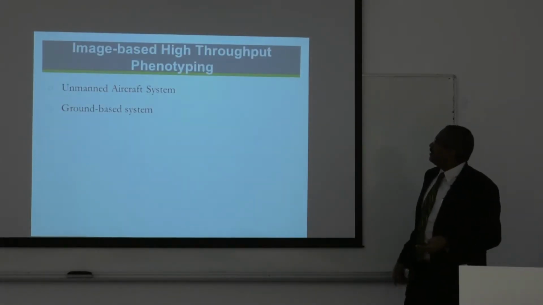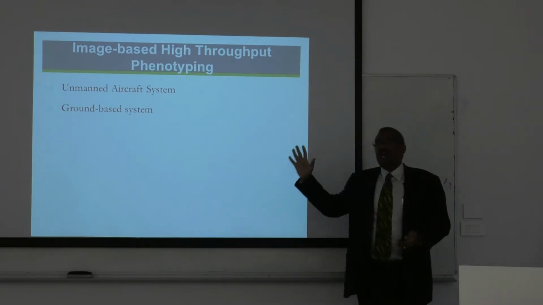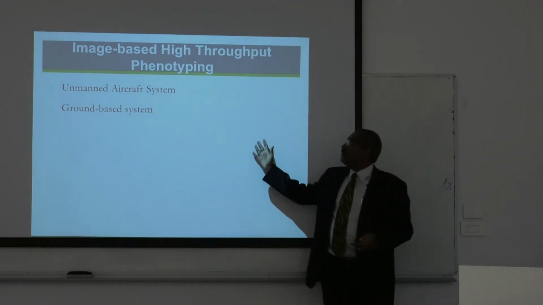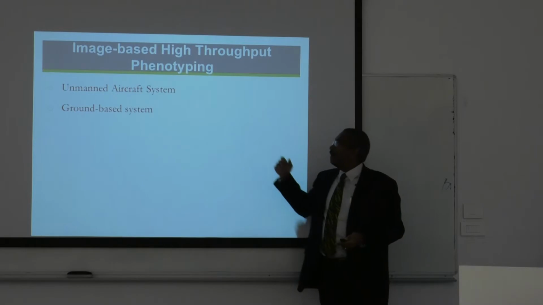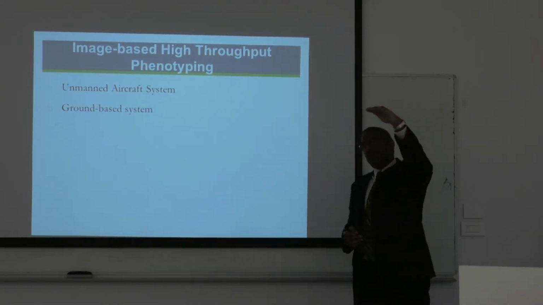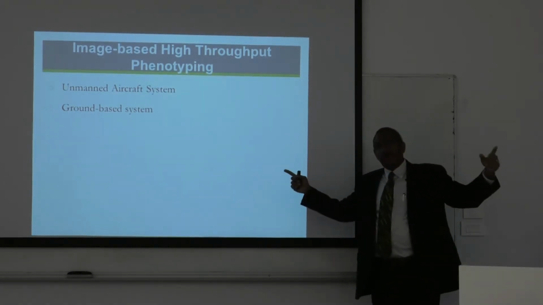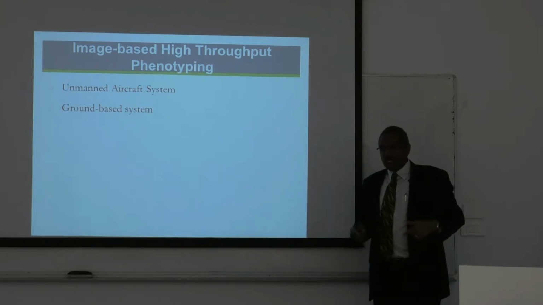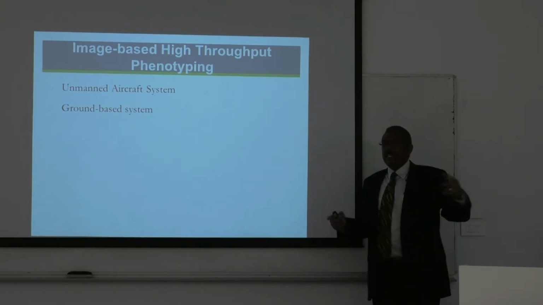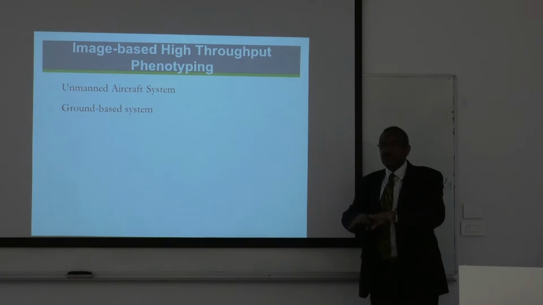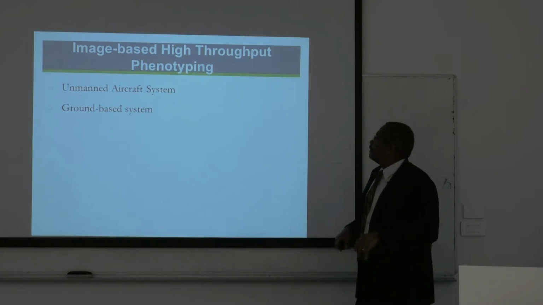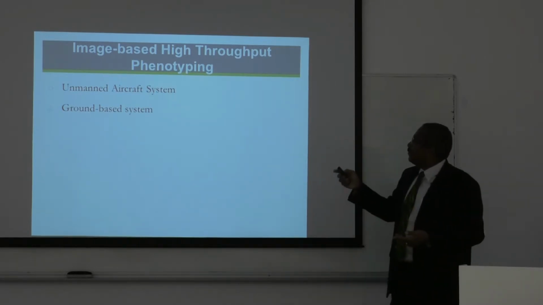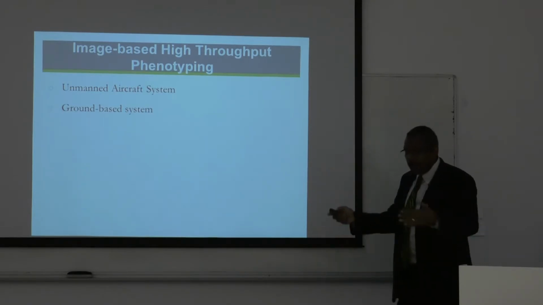Now, this is a topic that is really hot. We have become a center of excellence for UAV work. Basically, we fly drones. We can fly a field of 30 acres in about half an hour, and the next day the data is available at the fingertip of the breeder. So we call it unmanned aircraft system, or UAS. We also have some ground-based systems.